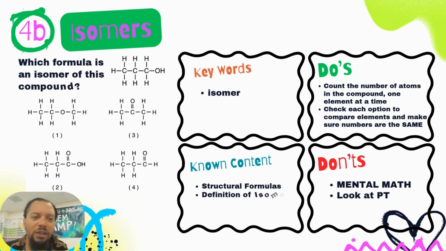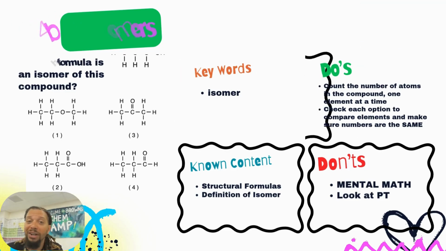In the next question of isomers, which formula is an isomer of this compound? This one that's up next to the paragraph. Keywords here are isomer, known content, structural formulas, and the definition of isomers. What we're going to do is count the number of atoms in the compound, one element at a time. Then we're going to check each option to compare the elements and make sure they're the same. We're not going to mental math it, and we're not going to look at the periodic table.